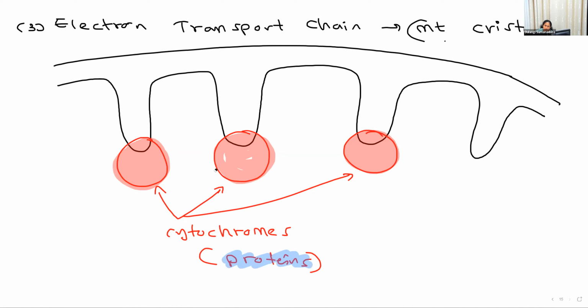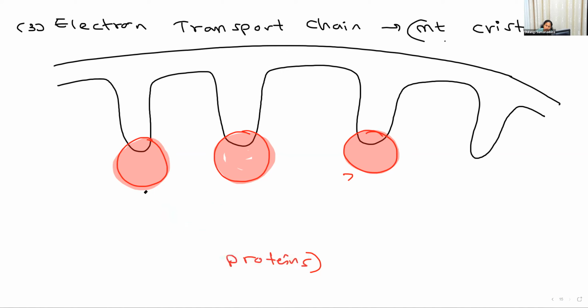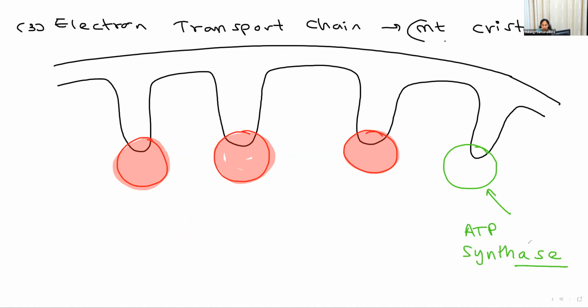Okay, and can you draw another protein at the end? So this is the protein, this is an enzyme. This is the enzyme that is actually going to make the ATP. So the last protein we are using is an enzyme. This is the ATP making machine known as ATP synthase. Synthesize ATP. You see the 'ase' suffix means it needs to be an enzyme.